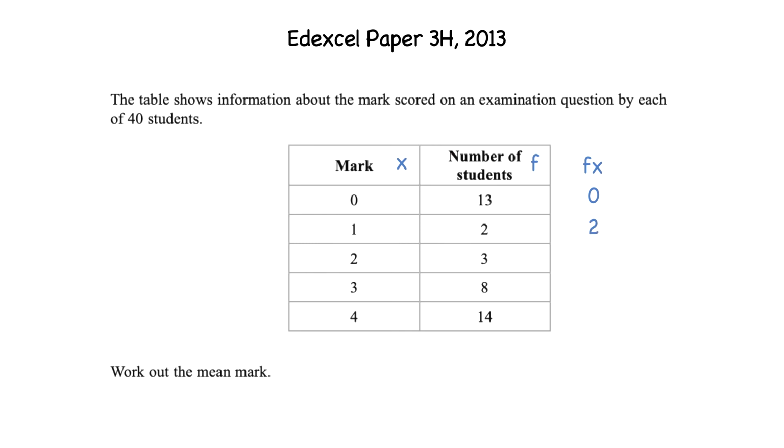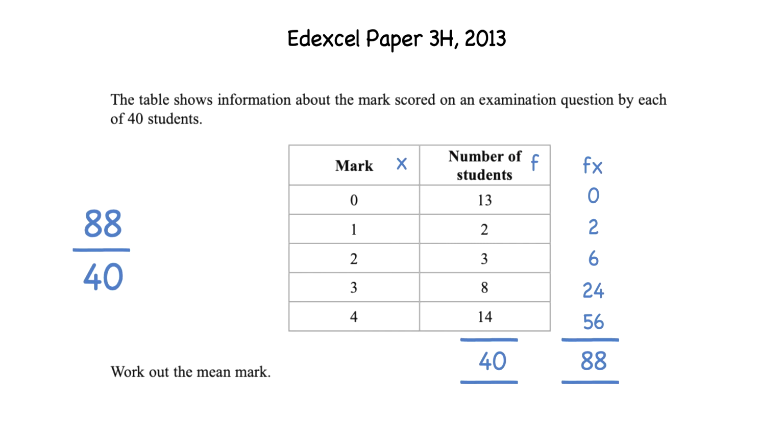1 times 2 would be 2, 2 times 3 would be 6, 3 times 8 would be 24, and 4 times 14 would be 56. Then if we calculate our total for that column, which is 88, and then divide it by the total number of students, which is 40. So 88 divided by 40 will give us our mean.